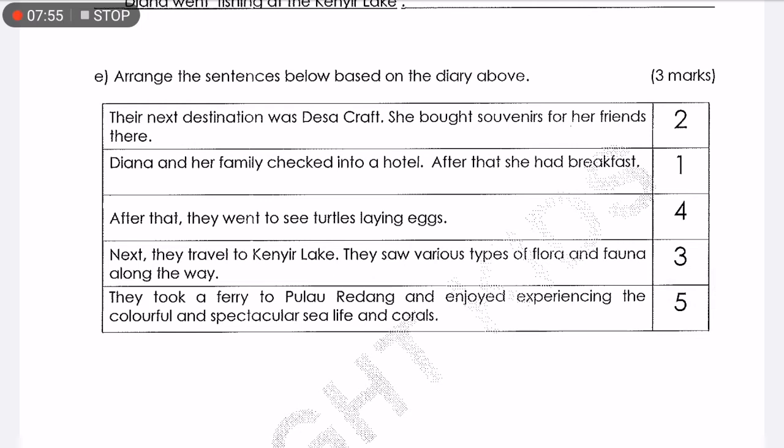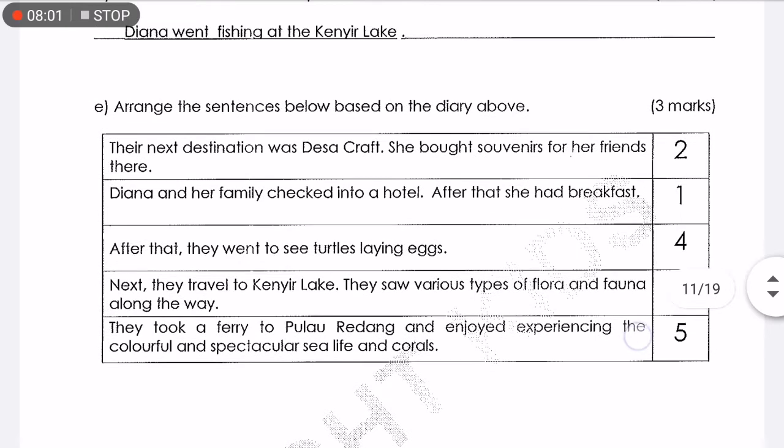Alright. The first one, Diana and her family checked into a hotel. After that, she had breakfast. Their next destination was Desacraft. She bought souvenirs for her friends there. You can get this at paragraph 1.